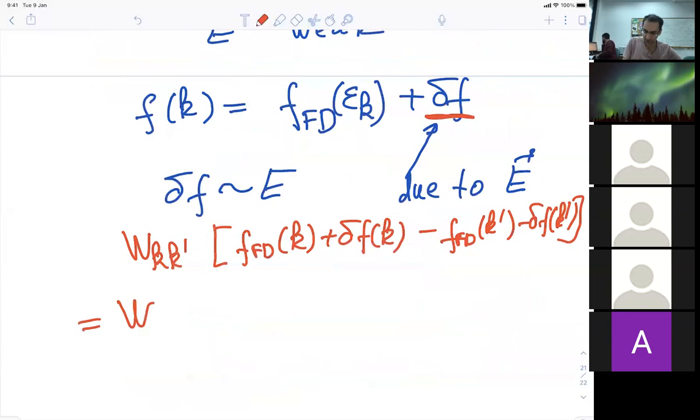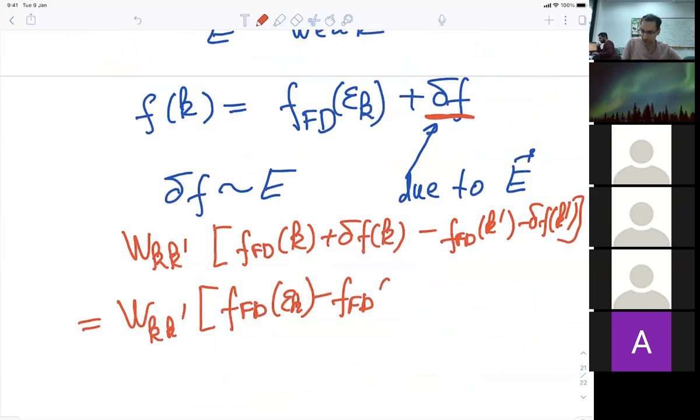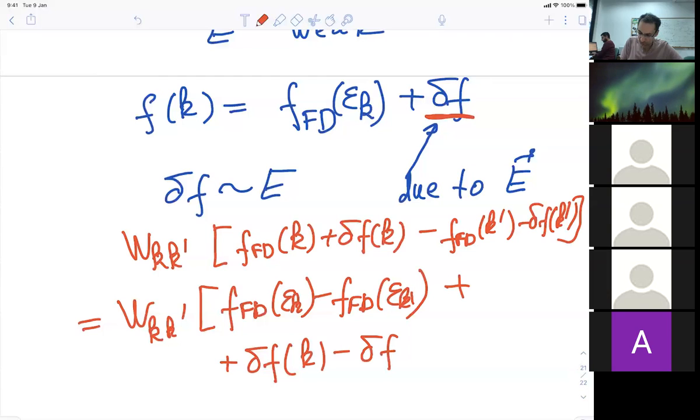So it'll be part W k k prime, and there's a big piece, f Fermi-Dirac of epsilon k minus f Fermi-Dirac of epsilon k prime, plus delta f of k minus delta f of k prime. And we assume that delta f is much smaller than f. So these are small corrections.